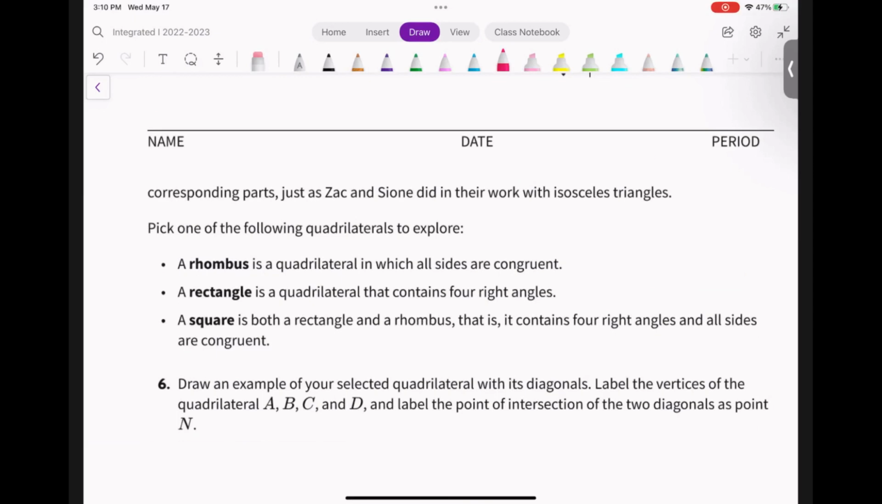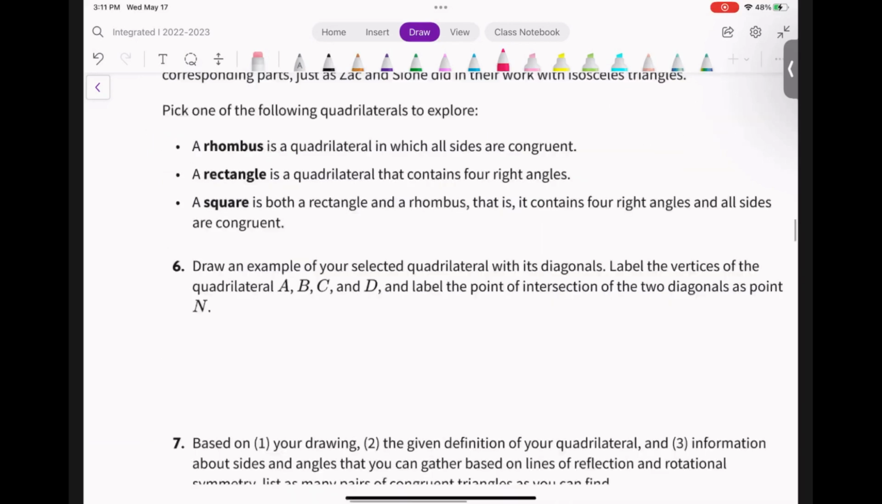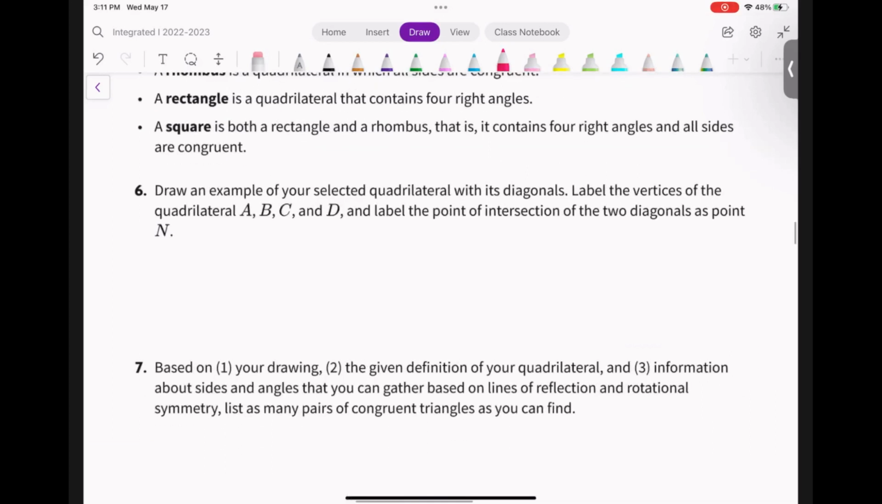Pick one of the following quadrilaterals to explore: a rhombus, a rectangle, or a square. A rhombus is a quadrilateral where all sides are congruent. A rectangle is a quadrilateral whose angles are all congruent. And a square is both a rectangle and a rhombus, where all sides are congruent and all angles are congruent. So draw an example of your selected quadrilateral. This is the part where you guys are going to explore on your own, and we're going to come back together and learn about all these pieces, okay?